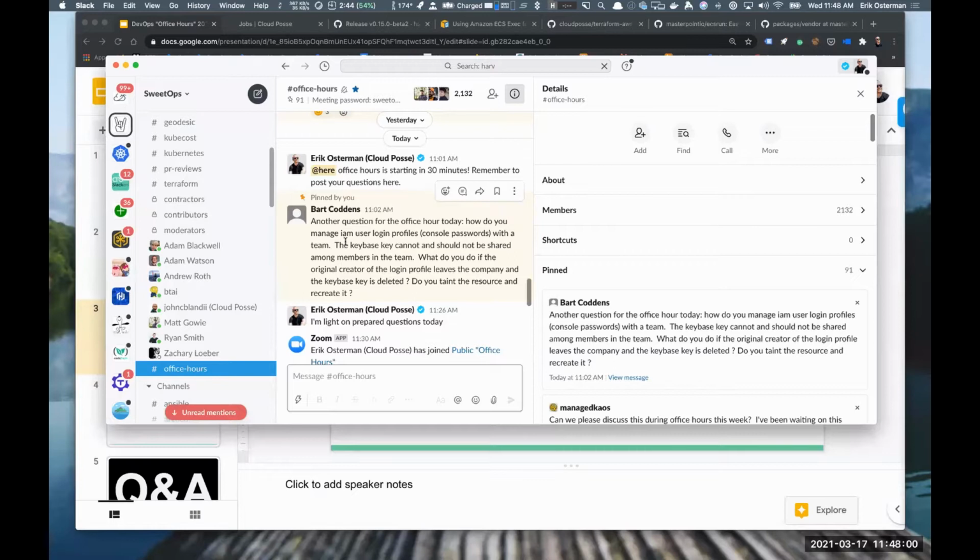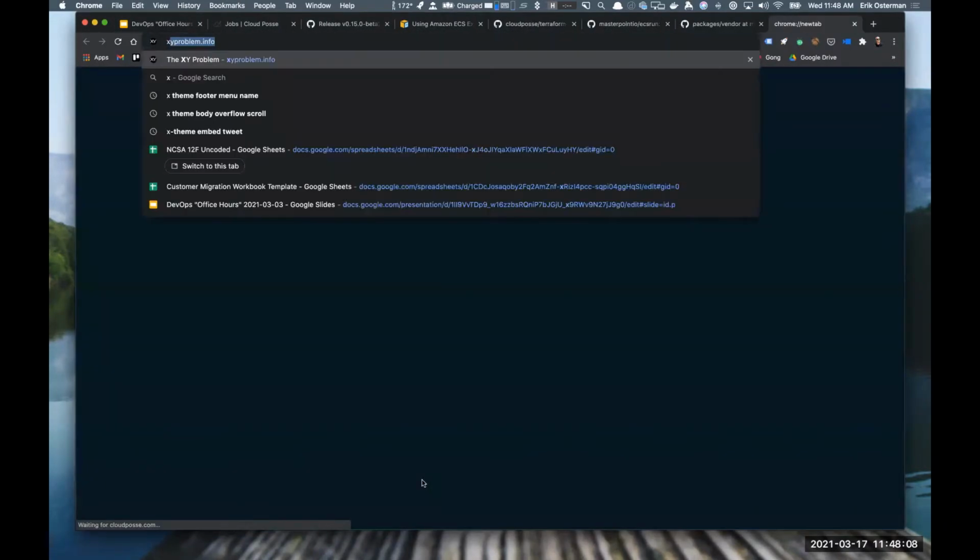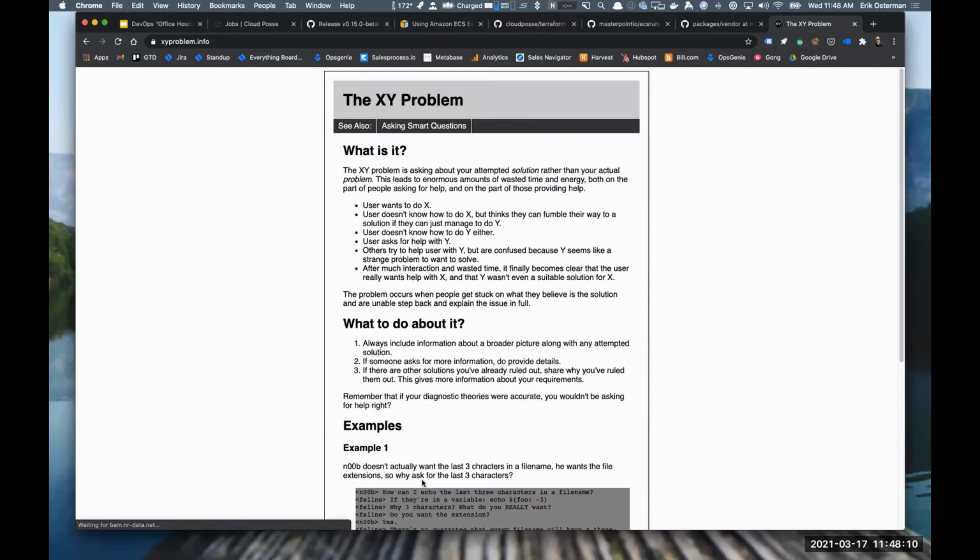Before I answer your question, this is a very popular thing I like to bring up: the XY problem is about asking about your attempted solution rather than the actual problem. And the actual problem is, how do you manage users with AWS more effectively? Obviously, one way is with IAM users, and if that's a hard requirement, I get it.